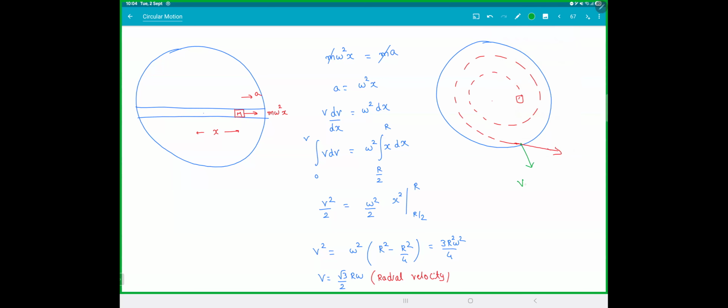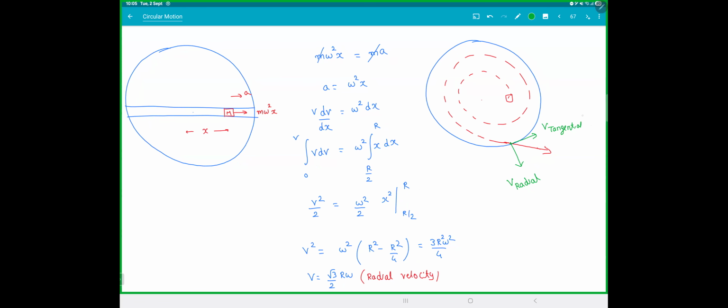This is your v radial, which you calculated. Because think about it, the centrifugal force is away from the center, so it will always give you velocity away from the center. Plus, you also have a v tangential. Because you're going in a circle, you'll also have a v tangential, which would be r omega. If you're going in a circle of radius r, what is the speed? R omega.